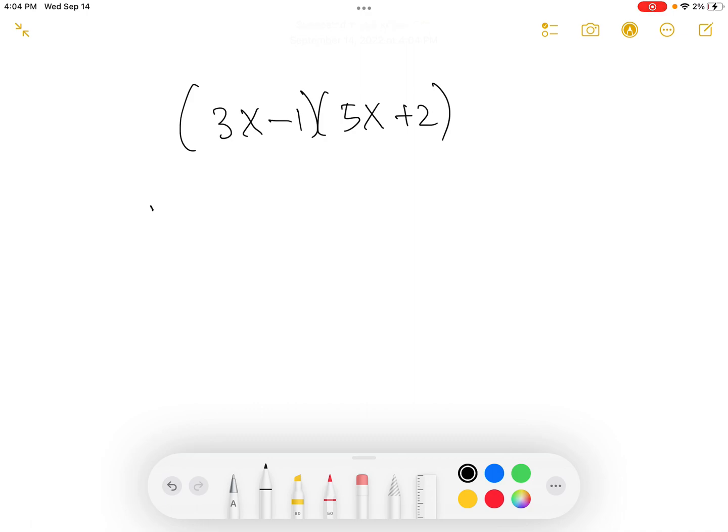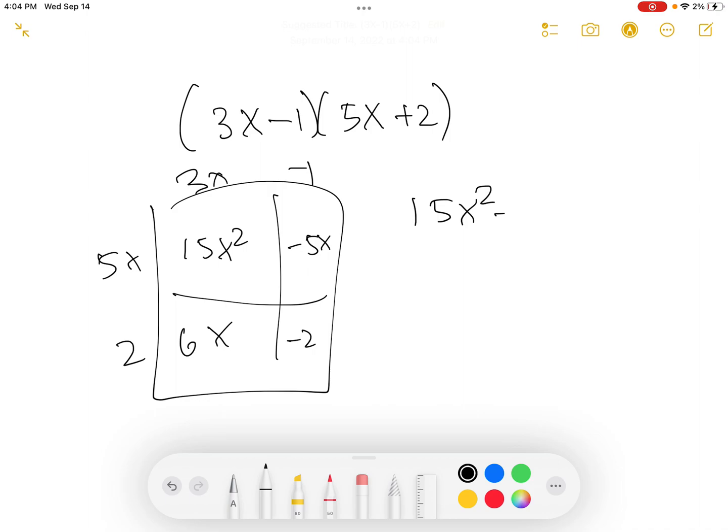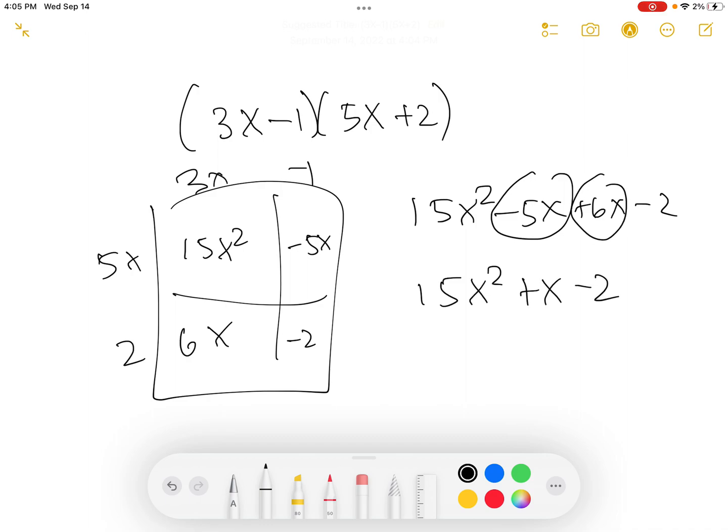Okay, now let's go through and do this one. So we have 3x, negative 1, 5x, and 2. 5x times 3x is 15x squared. 5x times negative 1, negative 5x. This is 6x, this is negative 2. So writing this out, 15x squared minus 5x plus 6x minus 2. And combining my like terms, I have 15x squared plus x minus 2. Hopefully that's what you got. If not, then you can do some more similar questions like this in the unit review test that we have.